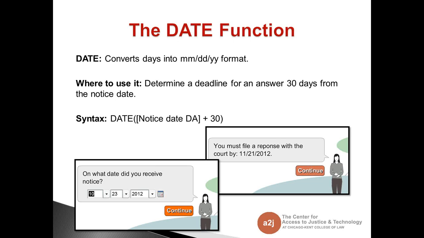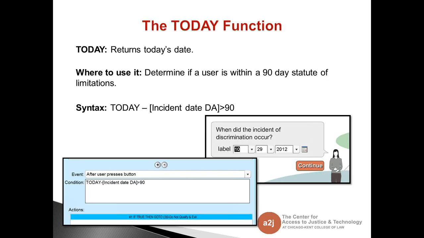So the syntax is date, all in caps, parentheses, brackets around the variable you want the date to evaluate, and then here in our example we add 30. So I'm going to go through the ones that are around dates, and then we'll go into A2J and look at them. So the next one that is date related is the today function. So the today function always returns today's date. You never have to go in and update it. It's always current, and it knows what today is.